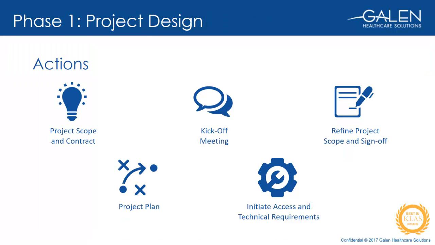Okay, so now let's take a look at phase 1, which is the project design. Here are some actions that take place during this phase. The first item to be completed with any data migration is the project scope and contract. This defines the project timeline, both GALEN's and the client's responsibilities for the project's success, as well as data elements that will be in scope for the migration.